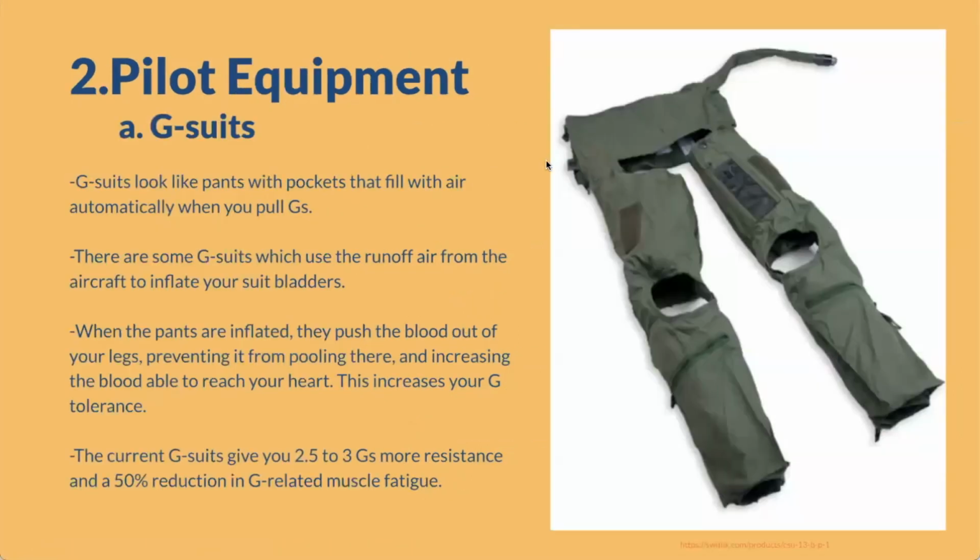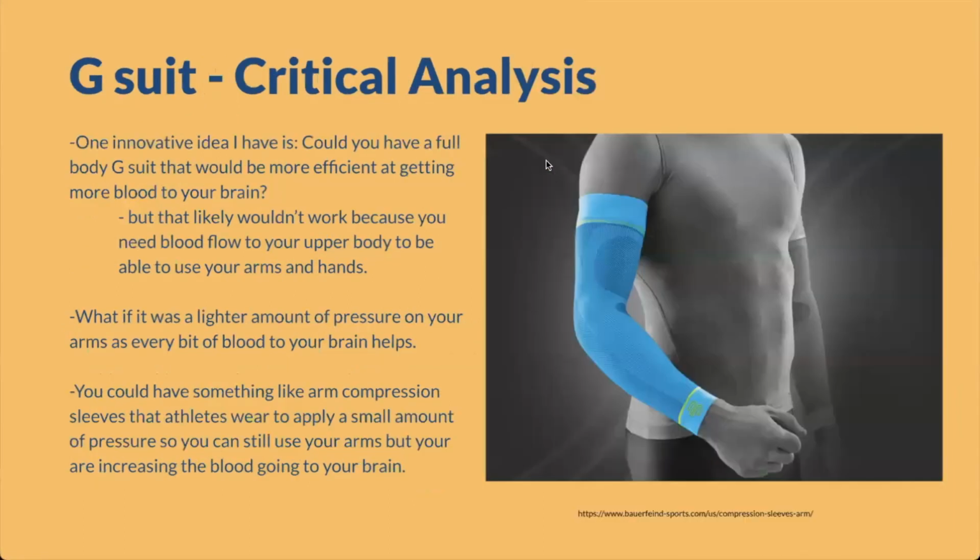G-suits look like pants with pockets that fill with air automatically when you pull Gs. There are some G-suits which use the runoff air from the aircraft to inflate your suit bladder. When the pants are inflated, they push the blood out of your legs, preventing it from pooling there and increasing the blood able to reach your heart. This increases your G tolerance. The current G-suits give you 2.5 to 3 Gs more resistance and a 50% reduction in G-related muscle fatigue.